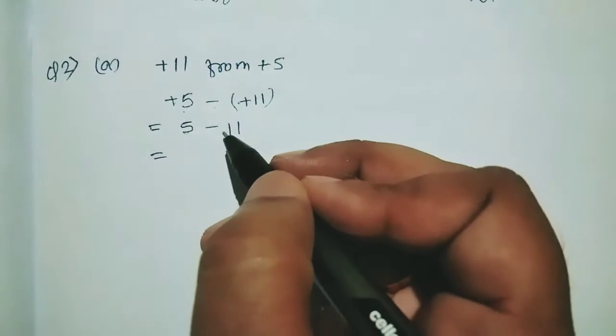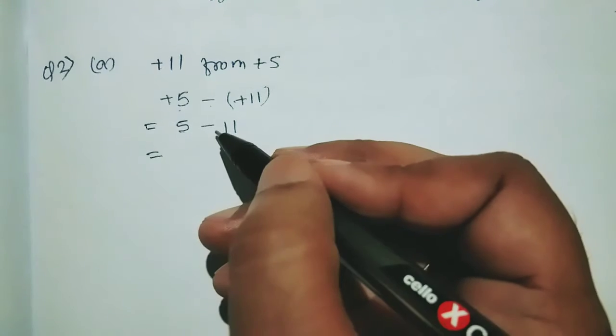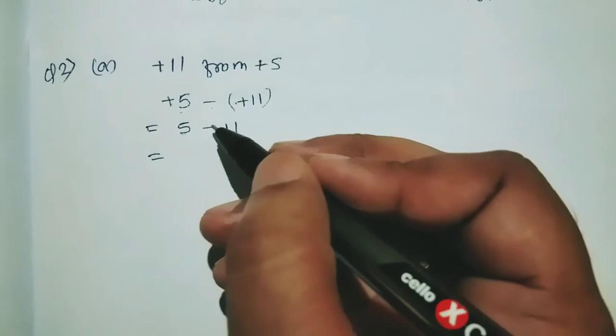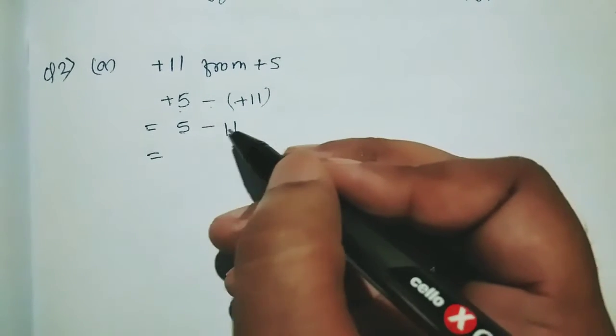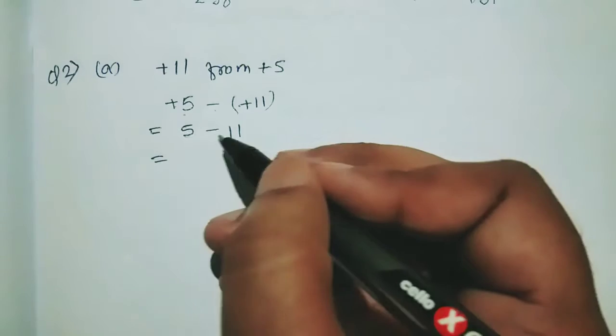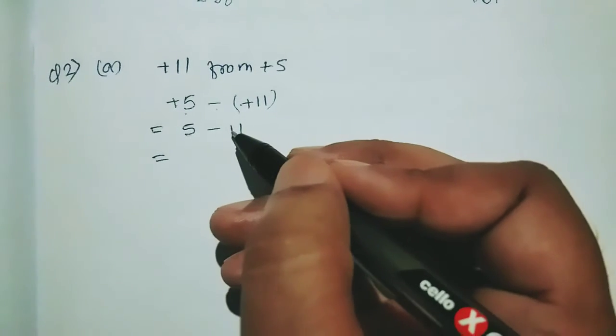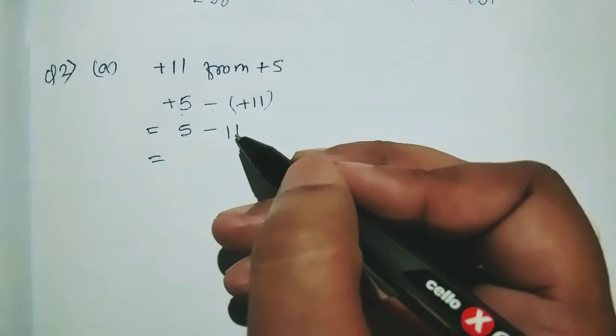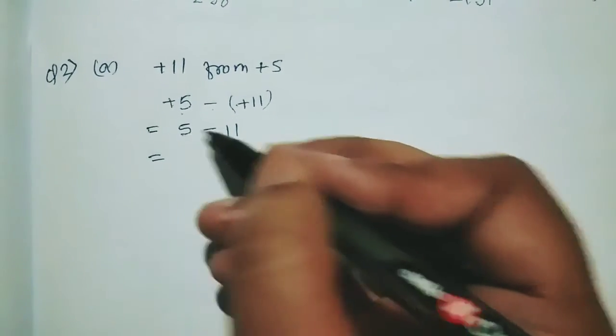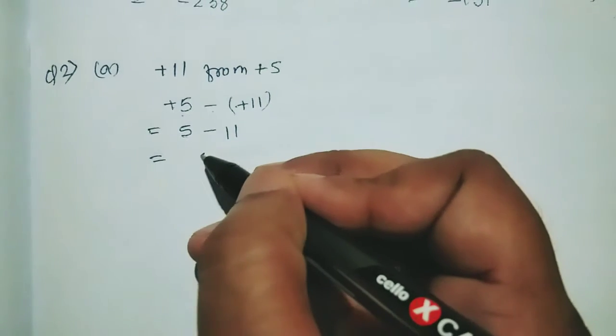So 5 minus 11, that means they have the opposite sign now. Okay, if there is opposite sign, then you have to always minus it. So whenever you see the minus sign, you have to minus it. So here, which is the biggest number? Bigger number is 11. So 11 minus 5 you have to do. So what is the answer? 11 minus 5 is 6.